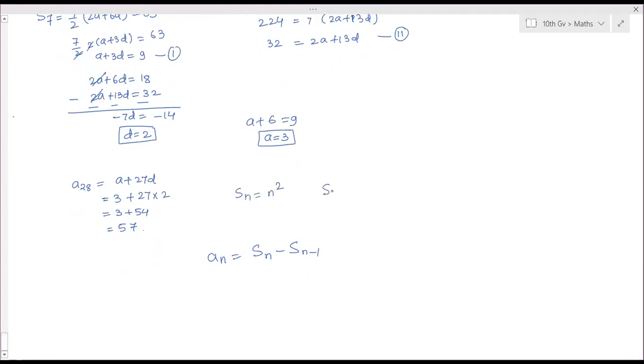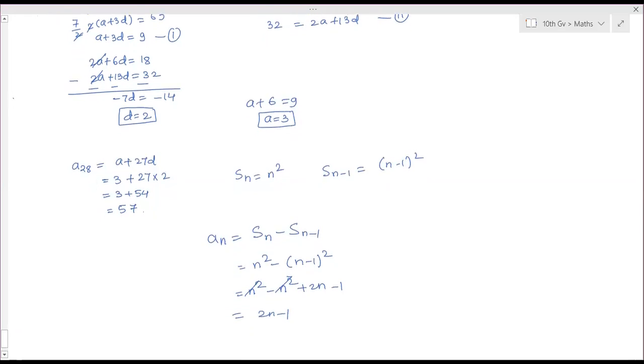Sn is equal to n square. Sn minus 1 is equal to n minus 1 whole square. So n square minus n minus 1 whole square. N square minus n square plus 2n minus 1. This gets cancelled. 2n minus 1. That's the answer. Okay, ma'am. I forgot about this one. Thank you, ma'am.